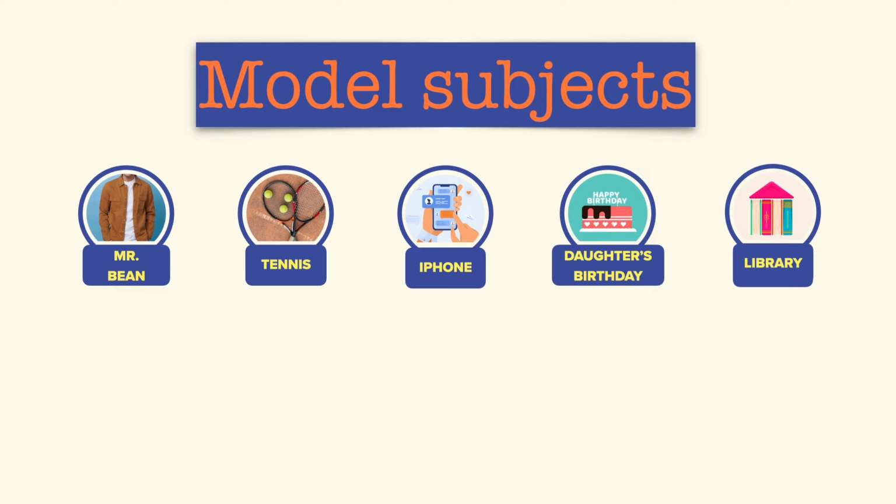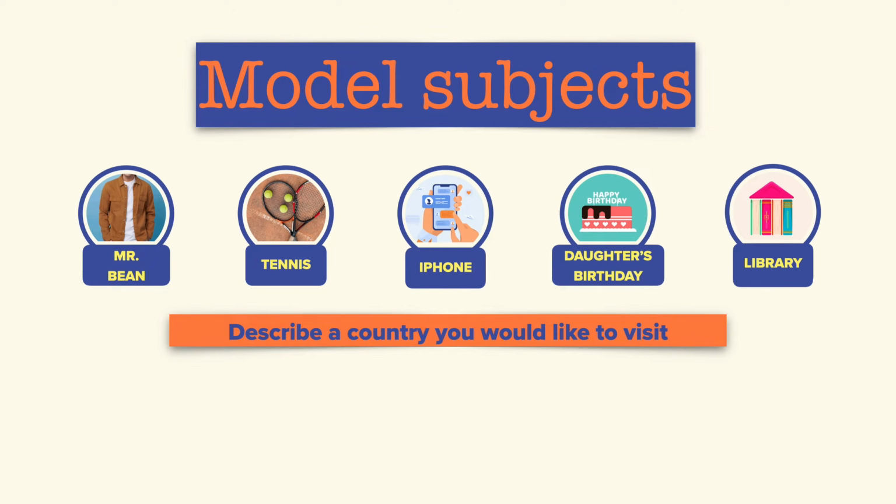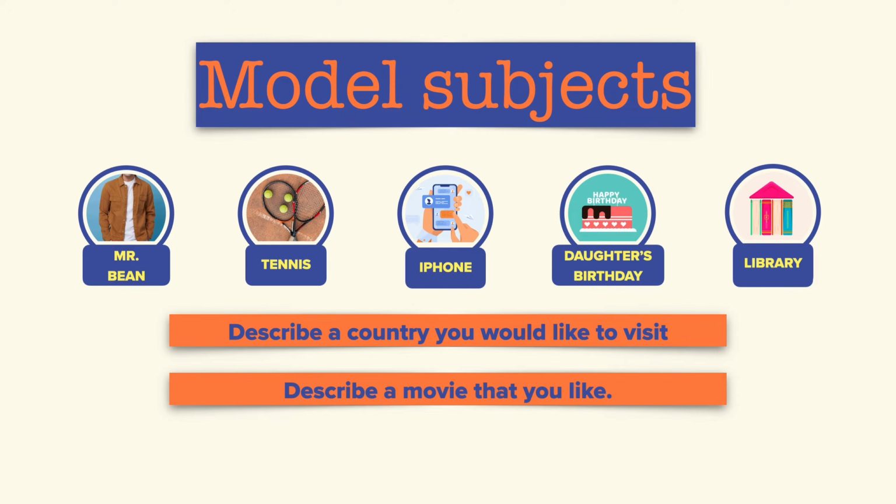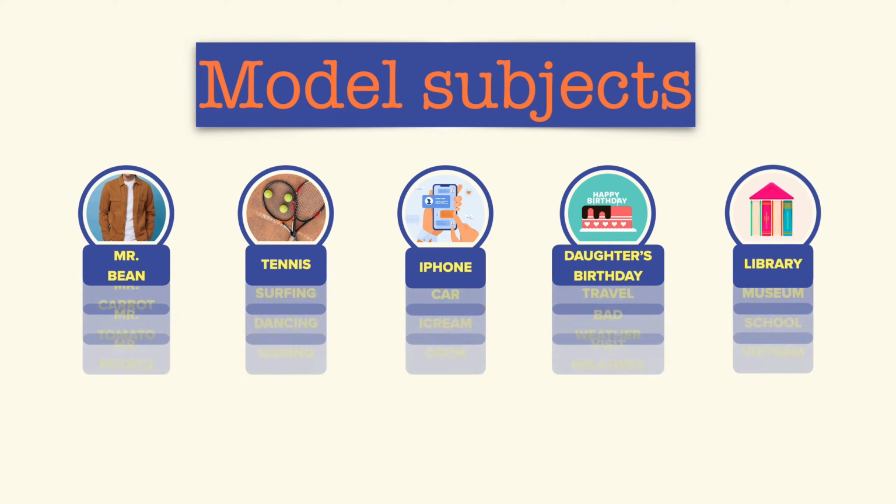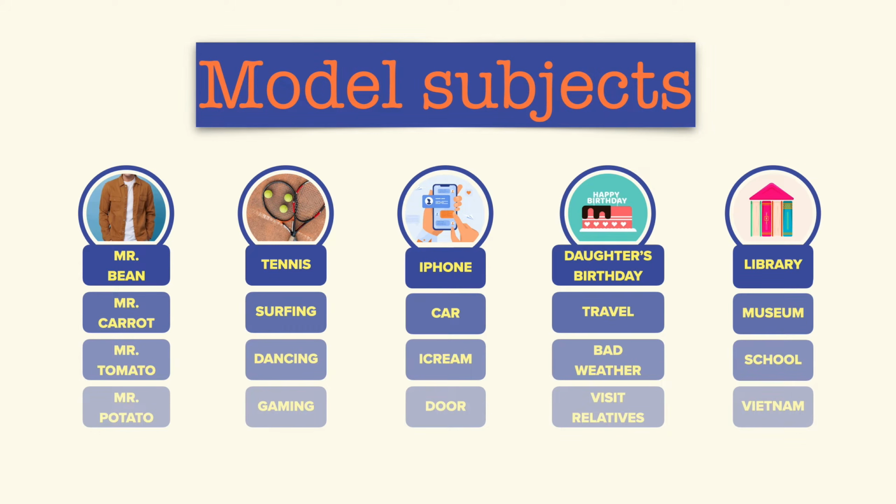Now, for the question that asks you about specific things that are totally different to your prepared model subjects, such as describe a country you would like to visit, I can't talk about my library, because it's not a country, and there's no way to improvise a library into a country. Or describe a movie that you like. I can't introduce my phone in this situation. So it's best to prepare several model subjects for each of the 5 common themes. This way you can choose between them according to the question in the exam room.